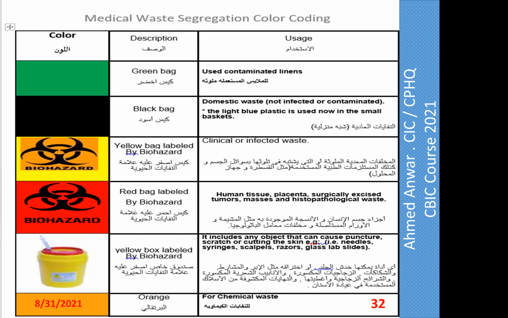A red bag is assigned for human tissue, like placenta or any human parts. Sharp box for any sharps and needles, and orange bag for any chemical waste. According to your policy, you can create something like that to orient all staff and distribute it to all departments.